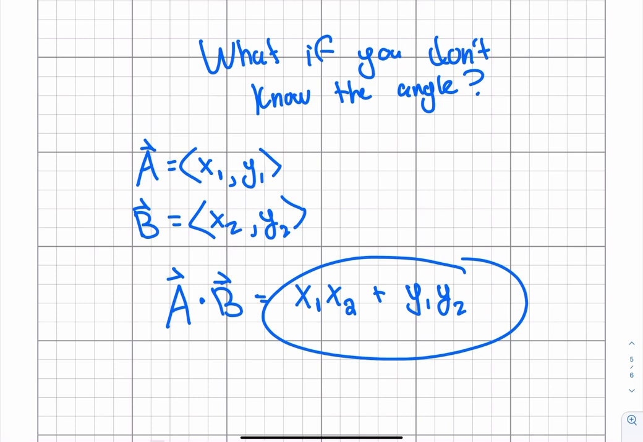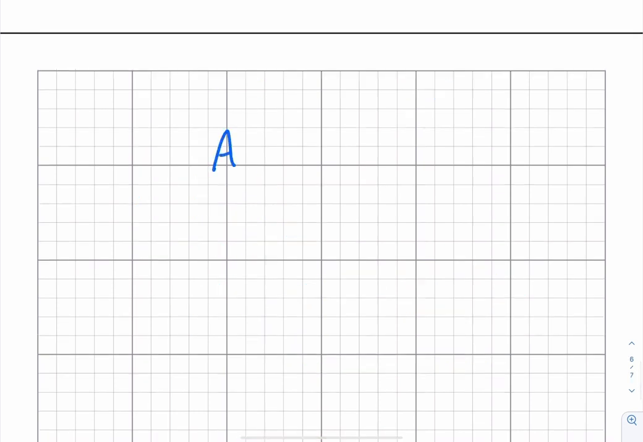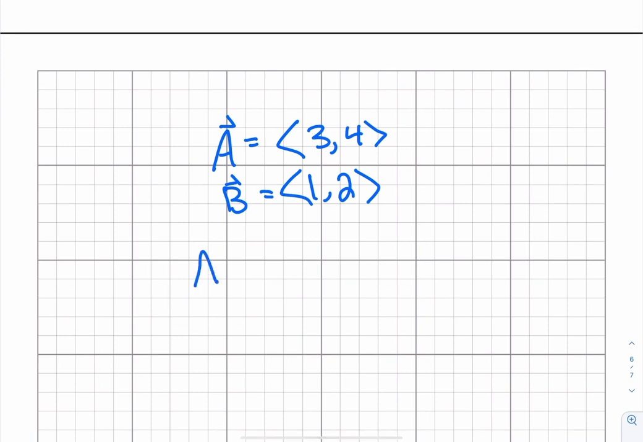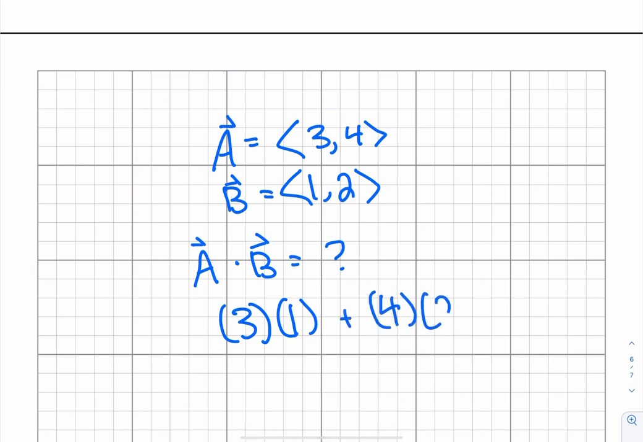Let's do a quick example of that. Let's say vector a is equal to 3, 4, and vector b is equal to 1, 2. Now, let's solve for a dot b. Well, we'll take the x components and multiply them together, and add that to the y components multiplied together. This ends up with 3 plus 8, giving us a dot product of 11.